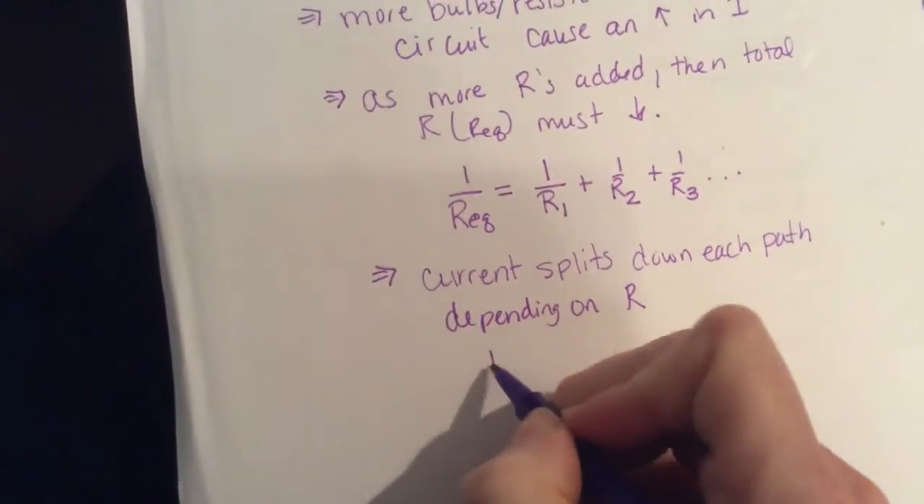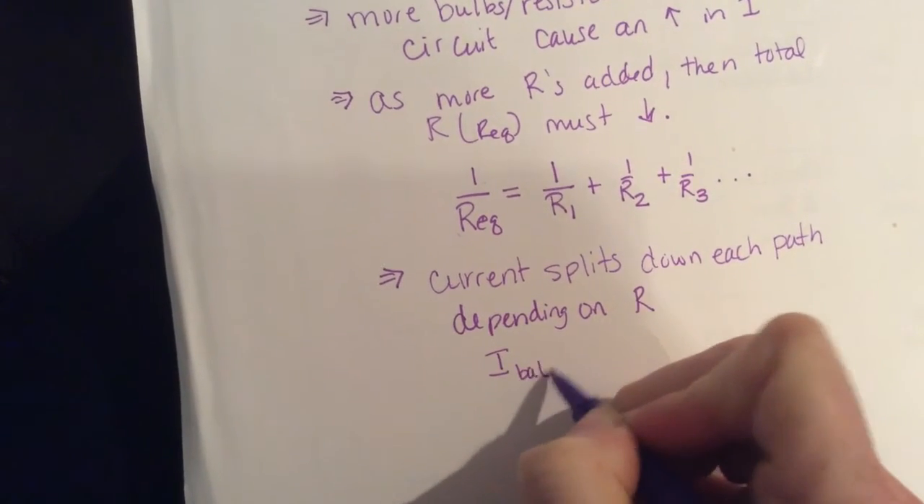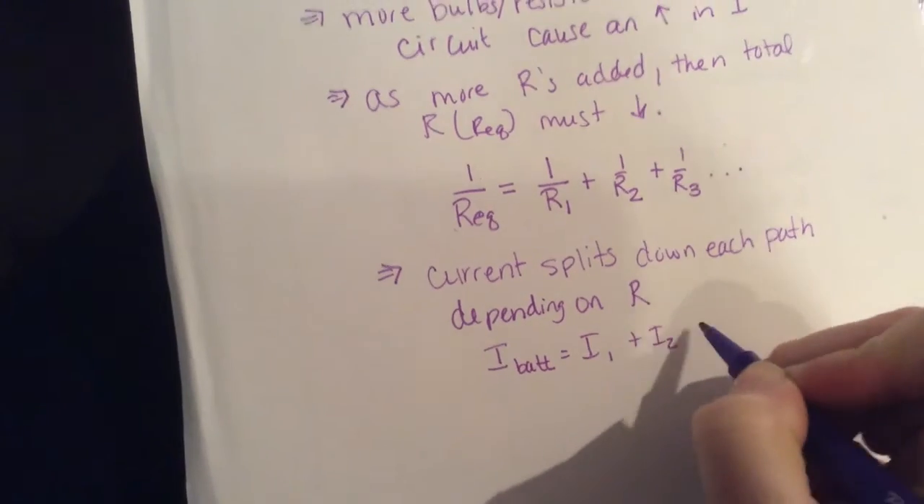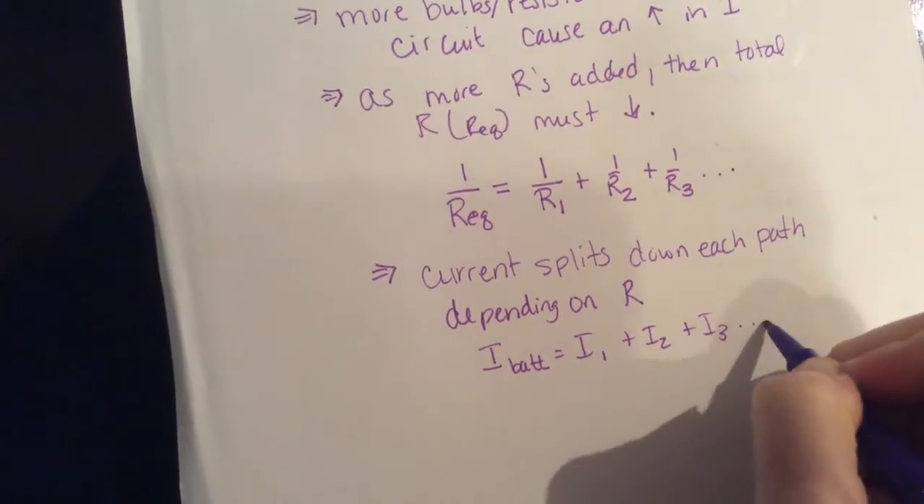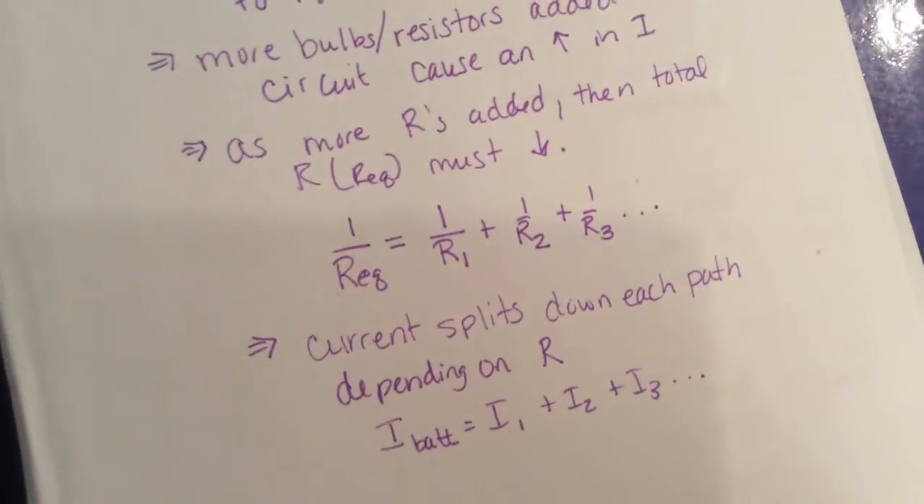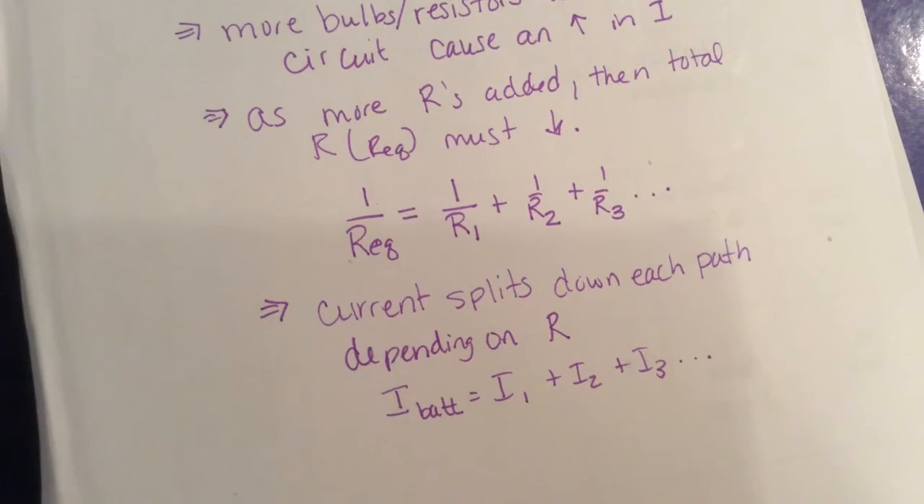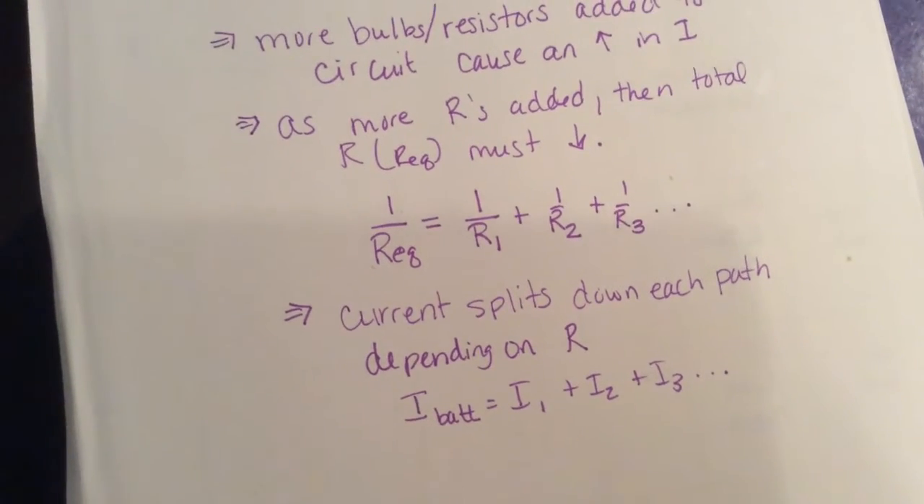Now, to find current, what we just said is that I of the battery will equal I1 plus I2 plus I3, etc. So there are a couple of different rules here for resistance and for current, but logically, I hope these rules make sense to you.